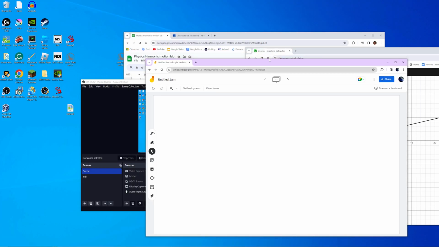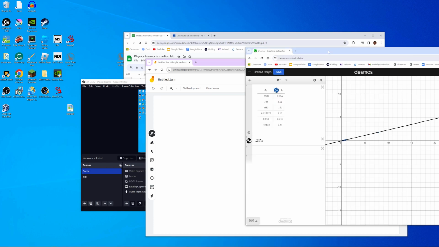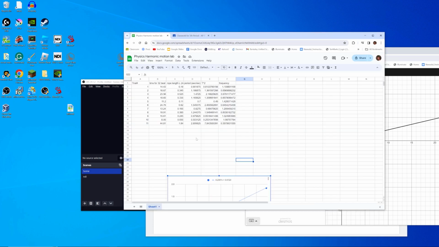So today I'm going to be explaining how to do the Mr. Pabico oscillation pendulum lab, and I'll give a short introduction on linearization. If we look right here, I have my data currently put up.